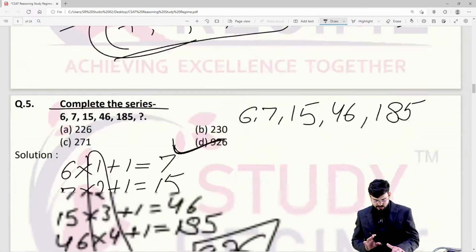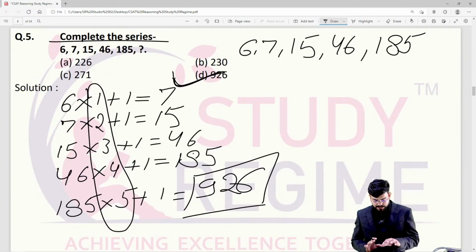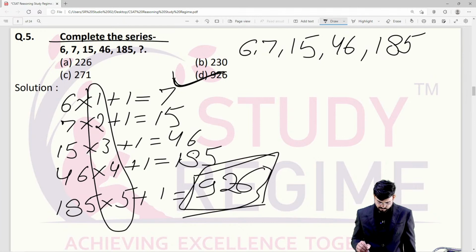Okay, very easy question. The next one, you have to complete the series. This was the pattern: 6 into 1 plus 1. Just multiply the number by the increasing digit and add 1. 6 into 1 plus 1, 7 into 2 plus 1, likewise, and the last one is 926. Clear?